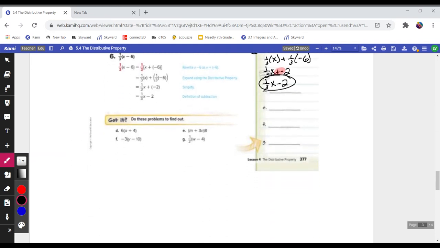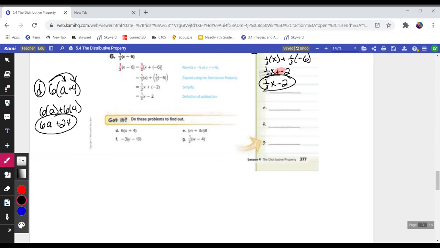So we're going to try D, E, F, and G. For letter D, I'm going to show that work to the left. 6 times the quantity A plus 4. I'm going to distribute the 6 to A and to the 4. So 6 times A plus 6 times 4. This becomes 6A plus 24. I can't combine a variable term and a constant, so that is it. That's my answer.